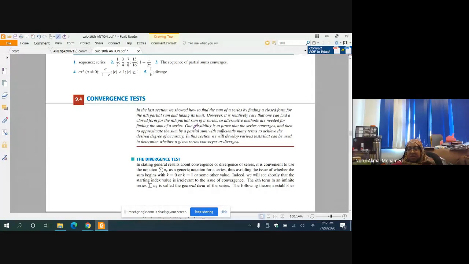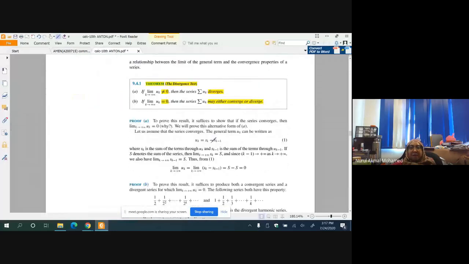So what does this divergence test say? The divergence test says that if the limit of u_k is not equal to 0, then the series, the summation of u_k, diverges. Here u_k is the term of the series. So if the limit is not equal to 0, then it will diverge. That's why it is called the divergence test.